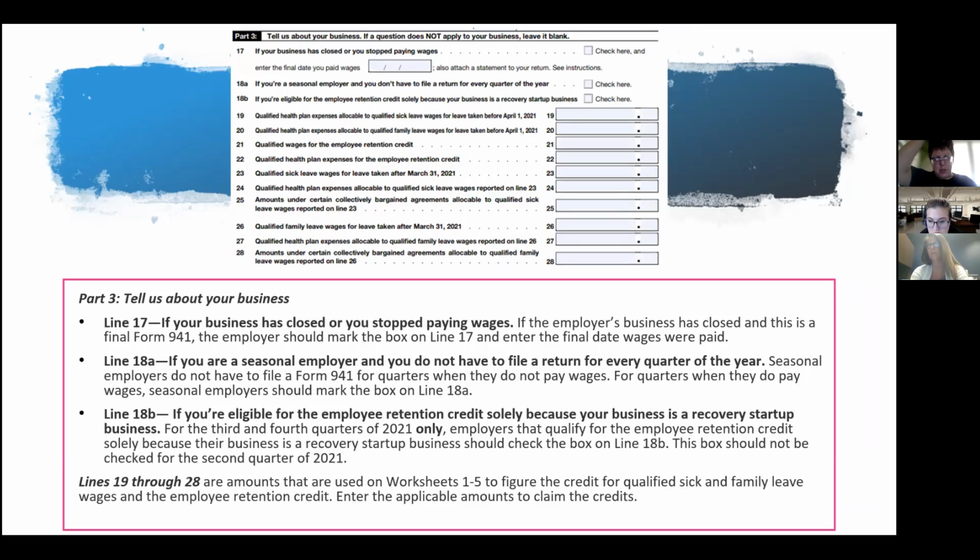Lines 19 through 28, if you have a payroll program, as most people do, when you fill out the worksheets 1 through 5, it'll probably pre-fill all of these as you're filling out your worksheets. It's going to put in the amounts in here. You're probably not going to have to fill these in yourself.